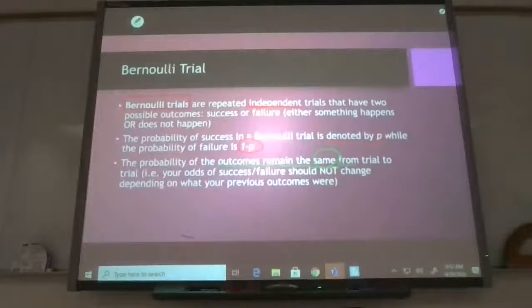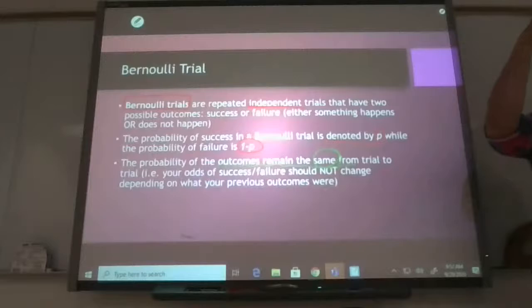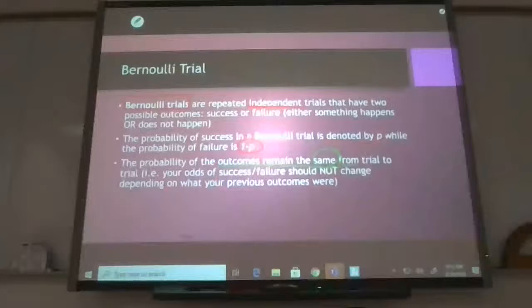As an example, going back to the hot hand fallacy, that's an example of something where it actually changes, where people become more confident. So if you get more and more shots, people are like, oh, I think their chance of getting it in is going to be even higher, or maybe lower, right? With Bernoulli trials, we just assume that the probability is the same throughout.